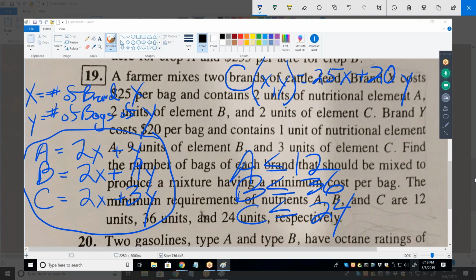So it can be like 2x, so 2x plus y has to be less than or equal to 12. Yes, you're right. Greater than or equal to 12, right? Well, since we're going to graph it as an equation, I don't know that we have to determine that yet. In other words, that's going to be equal to 12, that's going to be equal to 36, and that's going to be equal to 24.